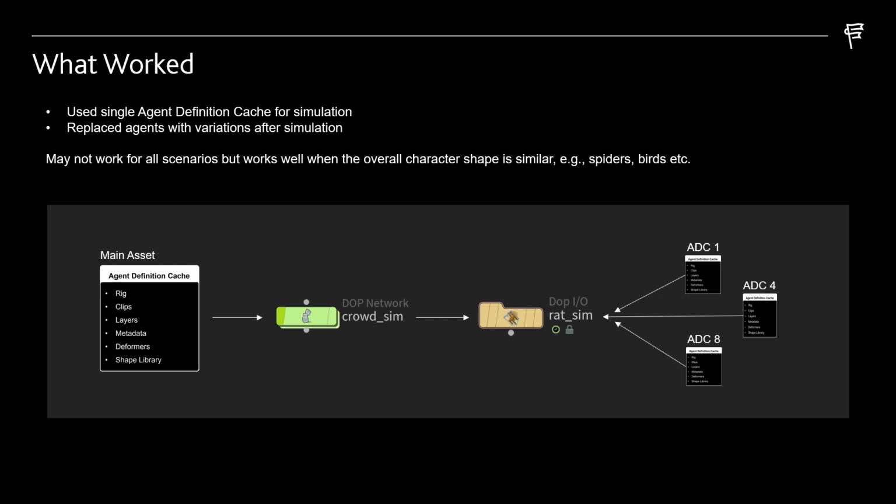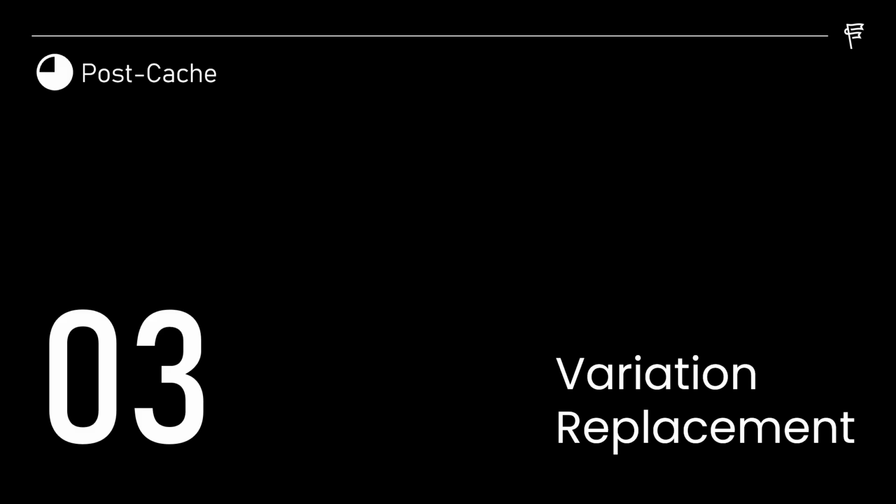It may not work for creatures which have wide differences in shape, for example, a lion and an elephant. But it works pretty well for creatures that are similar, like spiders or birds or bees, rats in our case. This also gave us the capability to create a variation replacement system once the caches were done. It also gave us speed gains, and the variation replacement system worked when the caches were written out to disk.